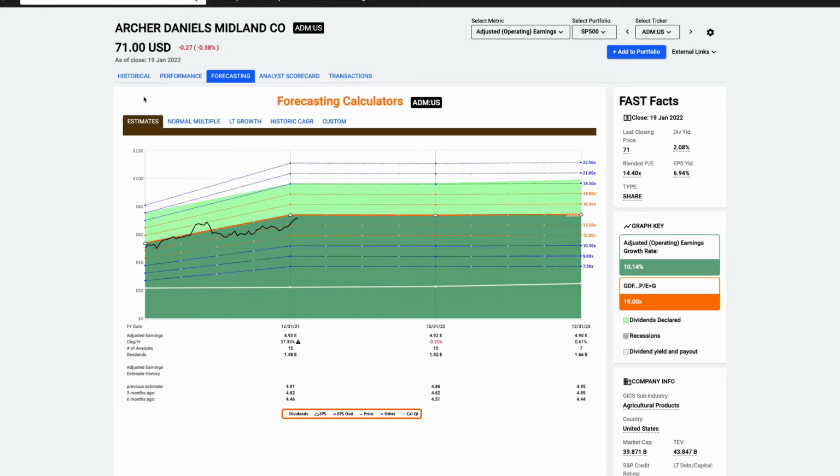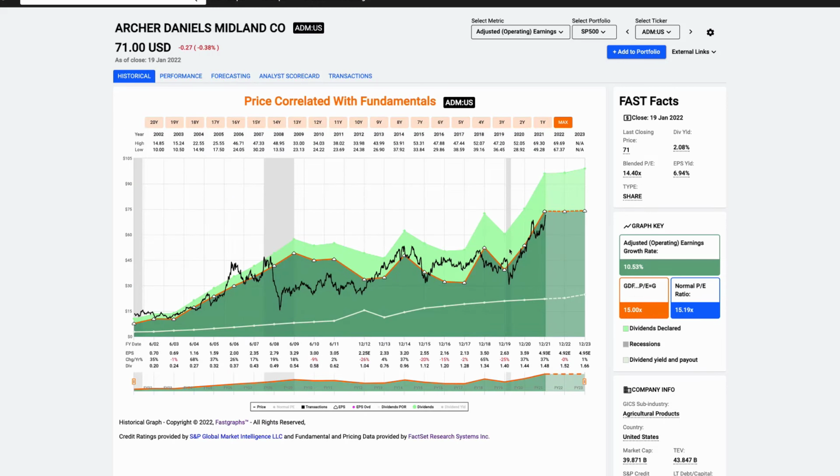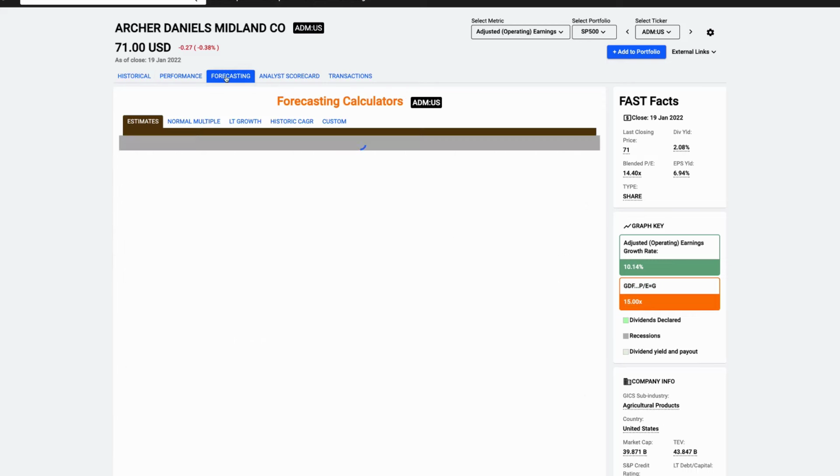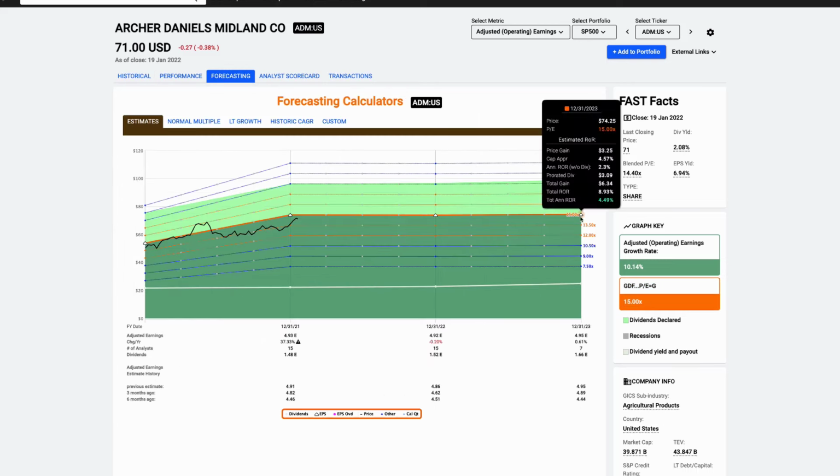So for the estimates chart, what we do is we draw our normal valuation formula that is seen on the historical graph. It's the same formula that draws the orange line for the historical graph. So that's what's calculating this orange line right here based off of the growth rate of the company, based off of these specific estimates given out by these analysts.